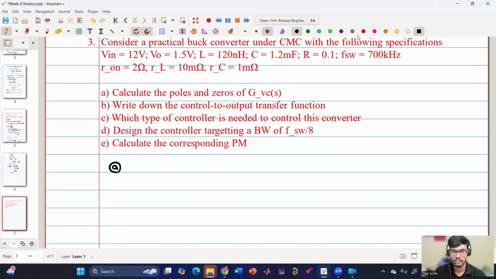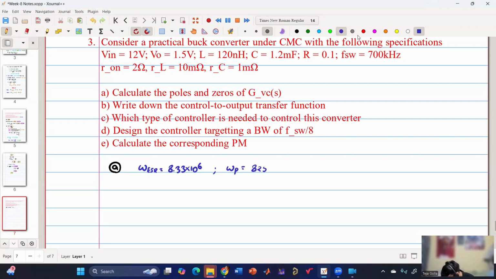Sir, omega ESR is 8.33 into 10 to the power 6. Omega ESR is 8.33 into 10 to the power 6. And omega P? 8250.82. So I hope others are also calculating.